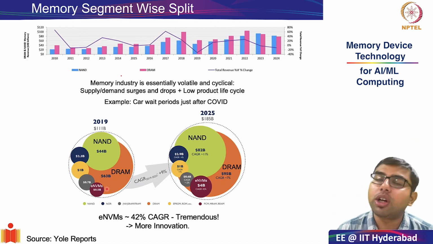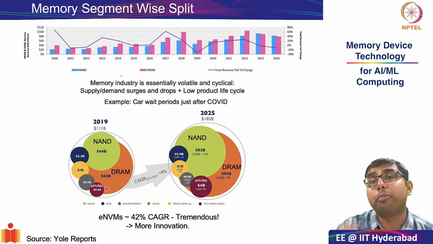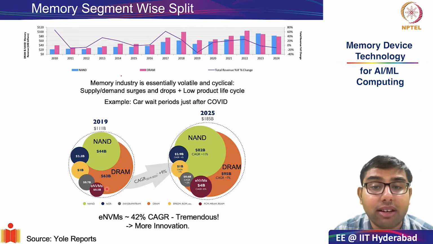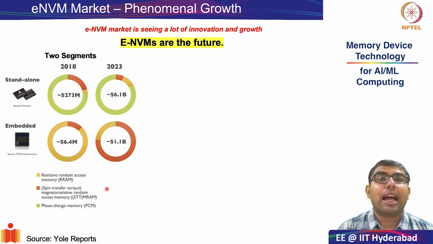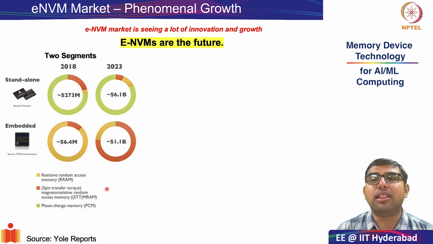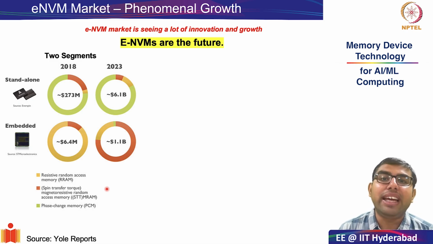So this is coming because of a lot of innovation, and you have to appreciate that 42% CAGR means that the segment is growing once every 1.7 years. It's a doubling every 1.7 years. Now that is quite tremendous. So let us look at the last part of our discussion today. Let's look at the e-NVM market and the phenomenal growth in the e-NVM market.